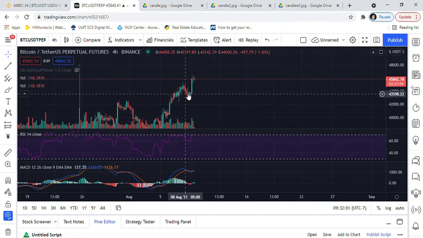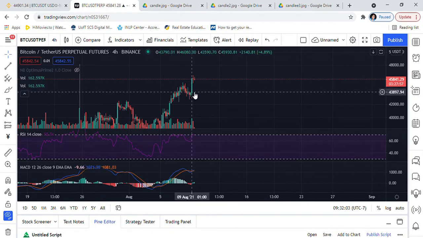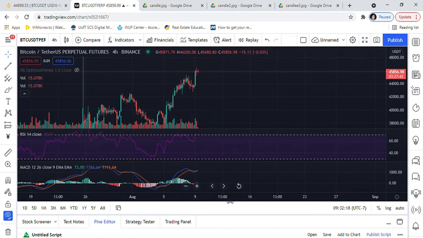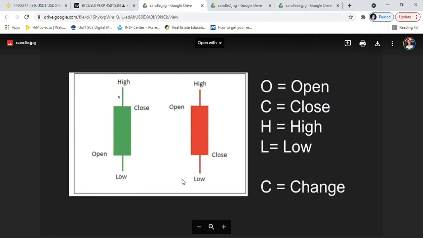That is basically what it is. When the price opens at a low and then closes at a high, the candle will be blue. When the price opens at a high and then closes at a low, the candle will be red. Now that you understand that, let's look at it a little bit closer. Let's look at the build-up of a candle.